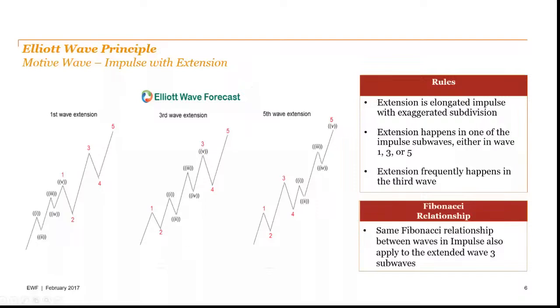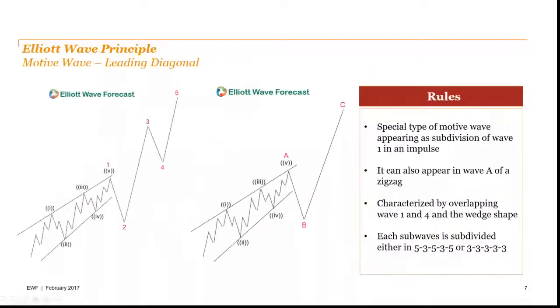Now we have another type called a diagonal. Like I said, it's 5 waves, but it is a diagonal. So what is a diagonal? Well, a diagonal is pretty simple. You know what a wedge is, right? A wedge looks like this. A diagonal always looks like a wedge, like this. It's kind of converging, right?